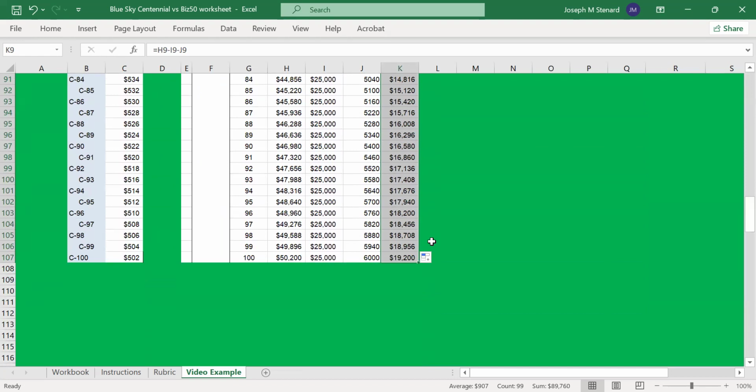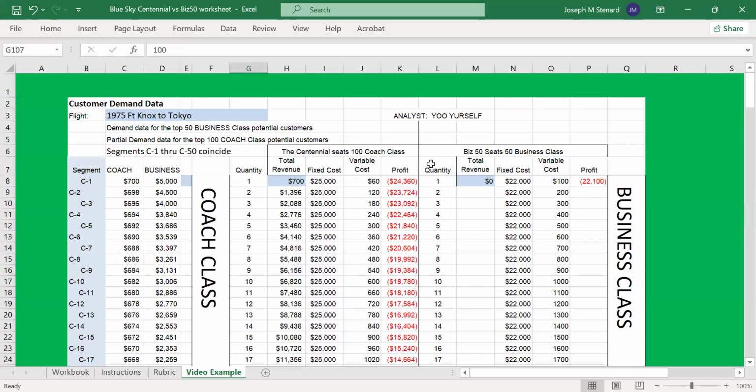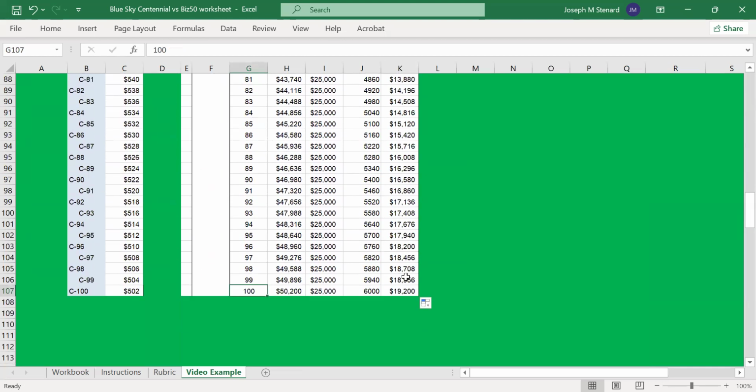Look at that. Okay. So it turns out that the maximum profit is also at 100. So we're going to fill up the plane. We're going to charge 502. We're going to sell 100 seats, and we're going to use the Centennial. Unless it's more profitable to do the Biz 50, can we make more than $19,200?